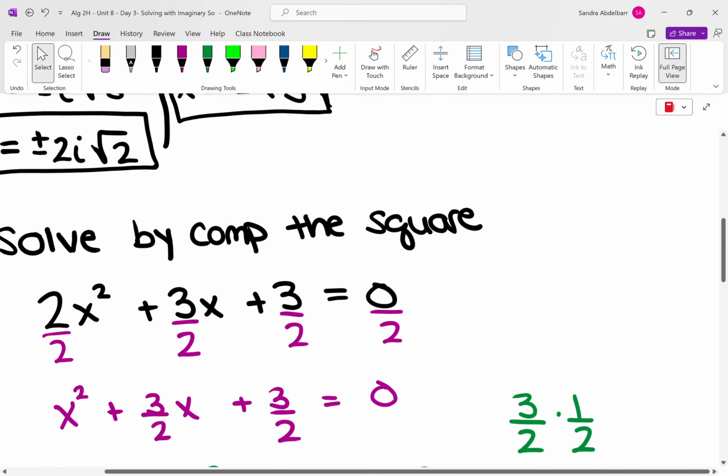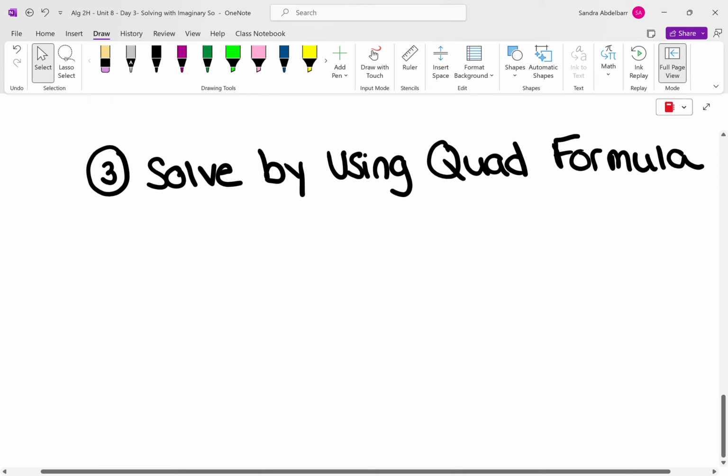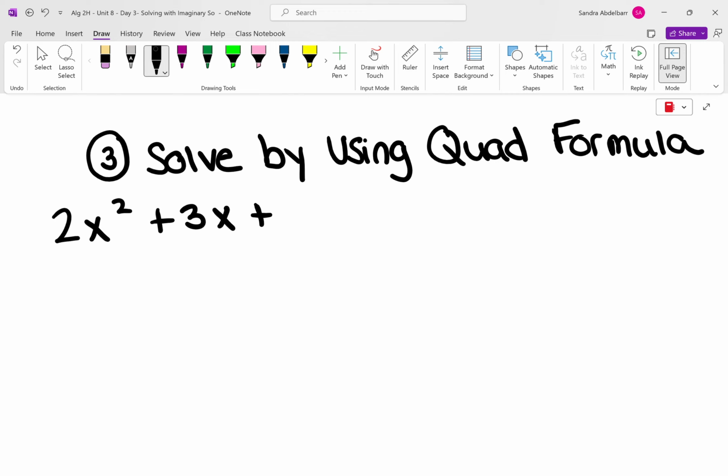So could I have used the quadratic on this first one? No, I couldn't have used the quadratic on the first one unless I manipulated things. But as the degree of 4, I couldn't have used the quadratic formula on that. You are only allowed to use the quadratic formula on quadratic equations, and quadratic equations have to have the highest degree of 2. So when I have 2x squared plus 3x plus 3 equals 0, is this a quadratic? Yes, because the highest degree is 2.